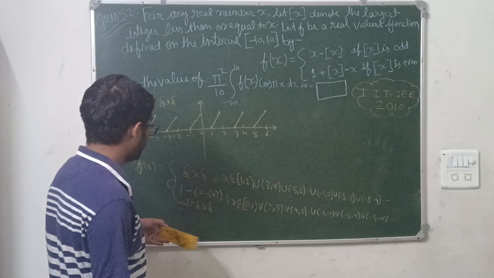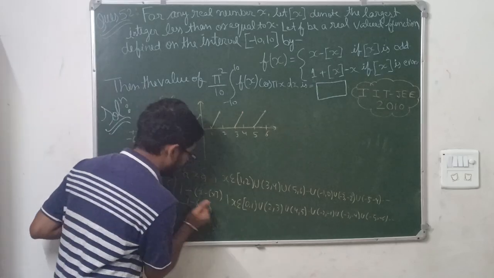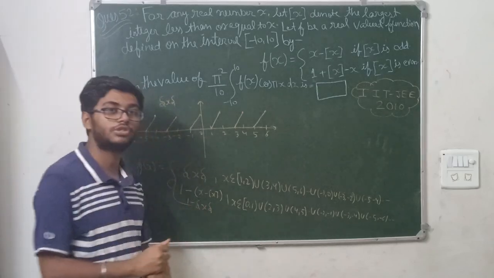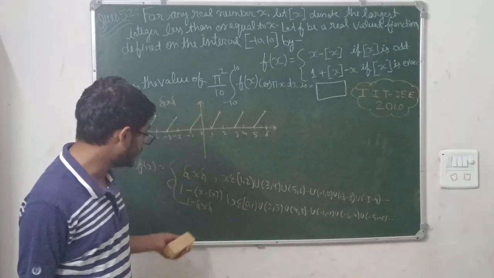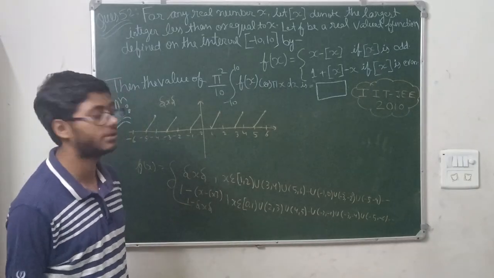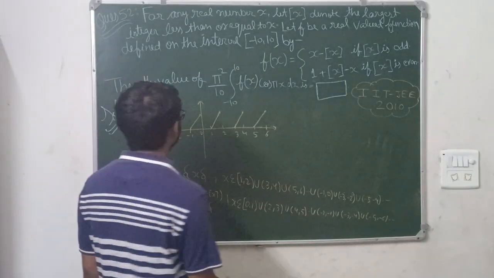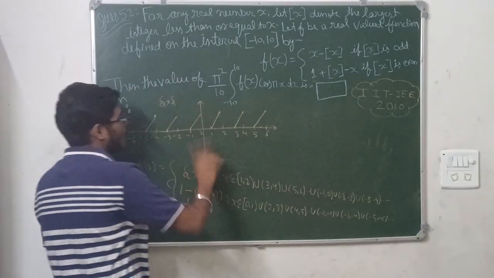Now you need to draw the graph of this function. How will you draw this? See, this is the beauty of this question. You have to apply the graphical transformation to go to this graph. How? I will show you. This graph is there.